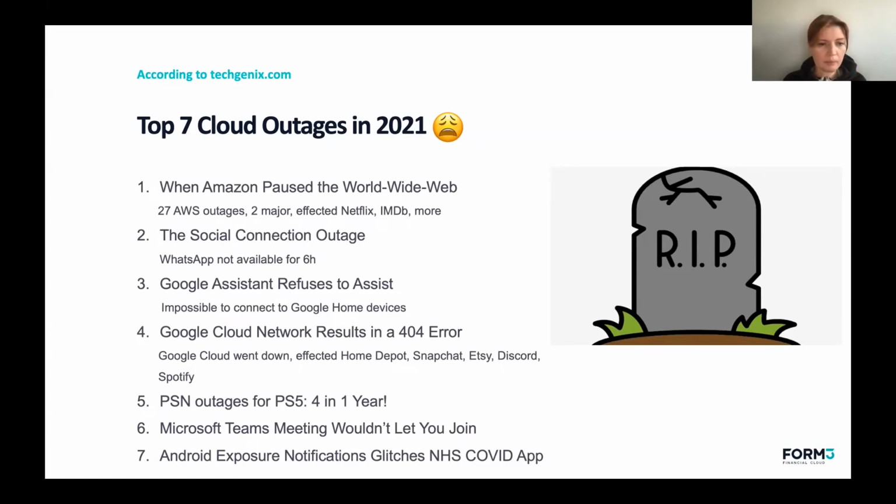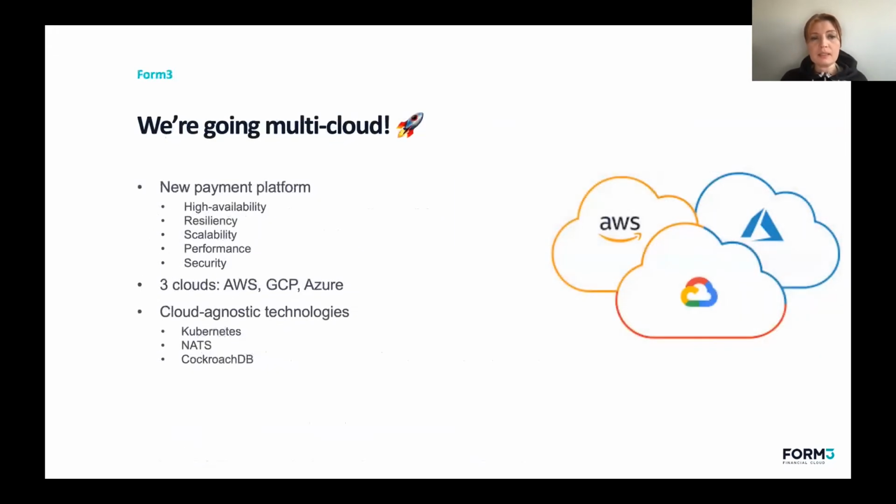Myself, I was hit by number 4, when the Google Cloud network failure resulted in 404 errors. Basically, I had a Discord server for my students, as I also teach at Warsaw University, and we couldn't do exercises that time because Google Network together with Discord went down. So that's why the answer is to go multi-cloud.